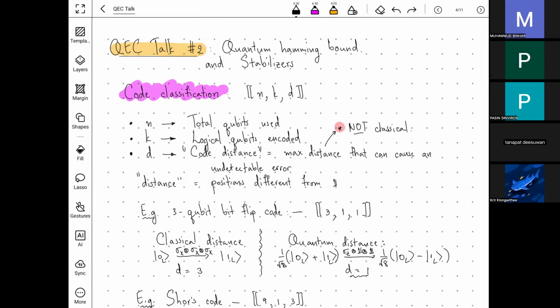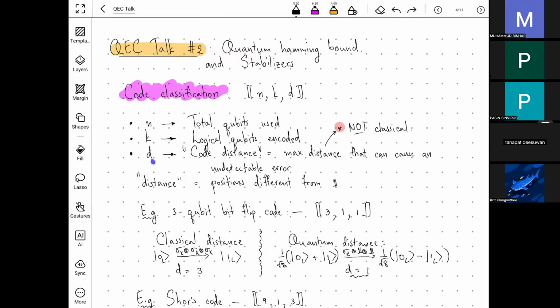So in quantum error correction, we're interested in three numbers which are used to label the code. It's called the classification or just the code label, which is these three numbers right here, n, k, d. n is the total qubits used. k is the logical qubits encoded, which classically would correspond to the code dimension. Here it's just the logical qubits.